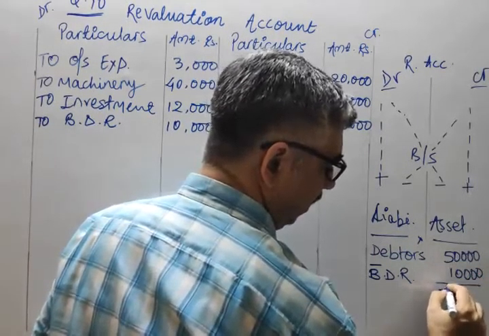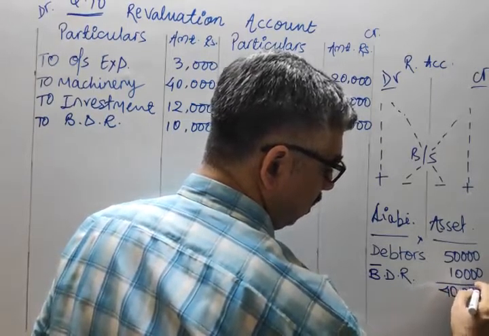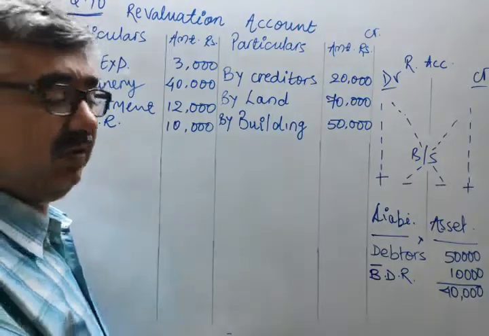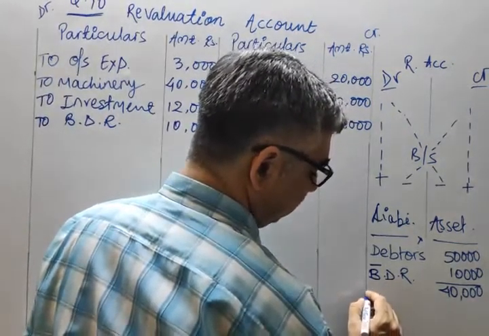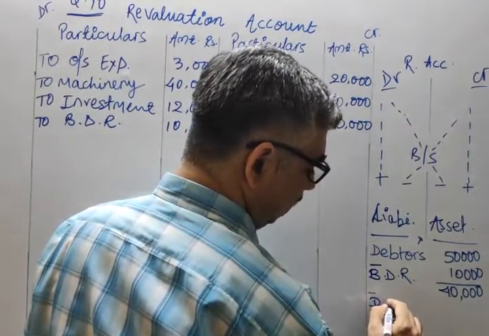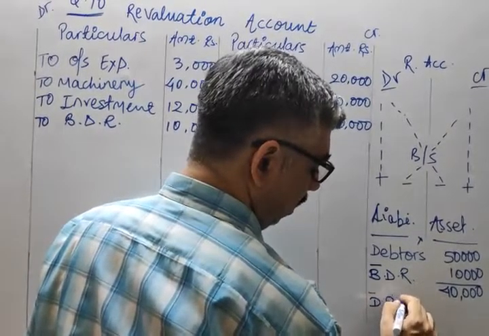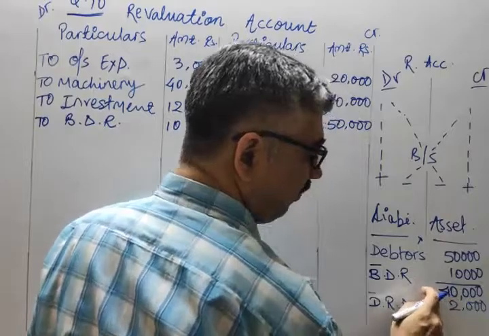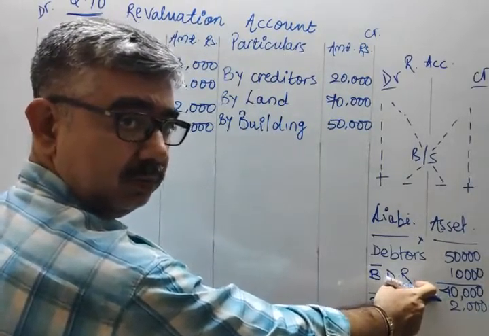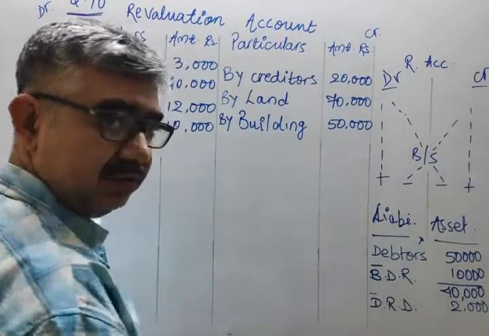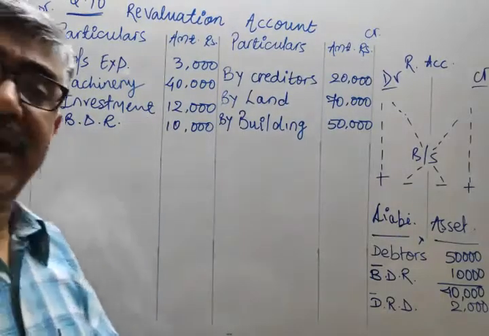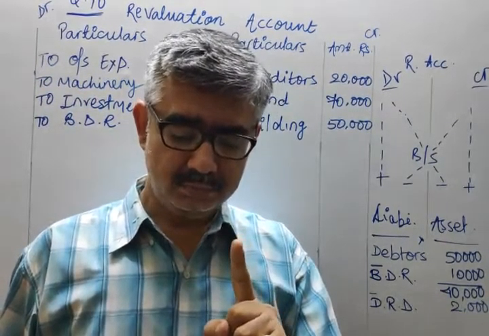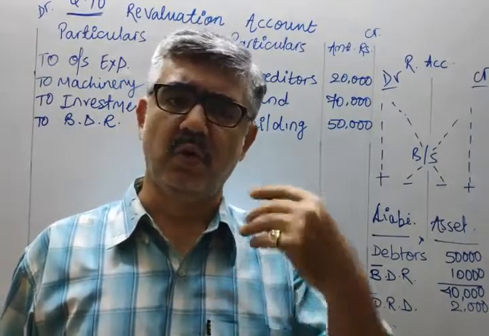So the amount remaining is 40,000. Now they say 5% discount reserve. So less discount reserve on debtors, 5% of 40,000. If you do 5% of 50,000, it will be 2,500. But actually it is 2,000. And you know that very well because I discussed this so many times.